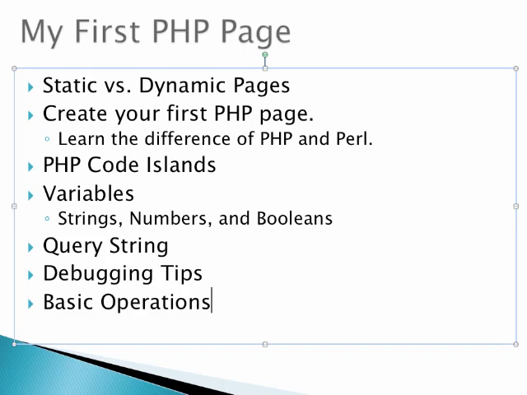Okay, in today's lecture you're going to make your first PHP page. First we'll learn the difference between static and dynamic pages, then you'll create your first PHP page and you'll learn some differences between PHP and Perl. You'll learn about PHP code islands, then we'll start talking about variables and the different types of variables we can have: strings, numbers, and booleans. And we'll learn about using the query string, I'll give some debugging tips, and then we'll finish up with some basic operations that we can do on the variables.